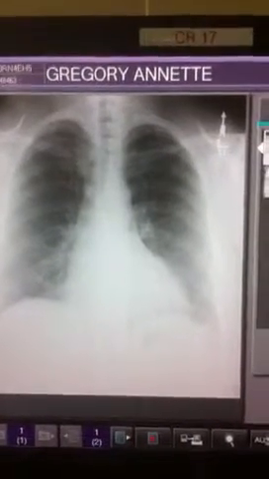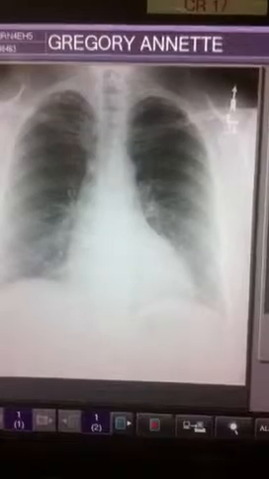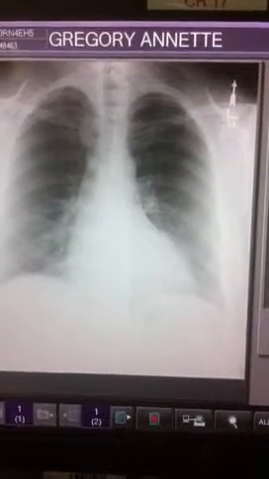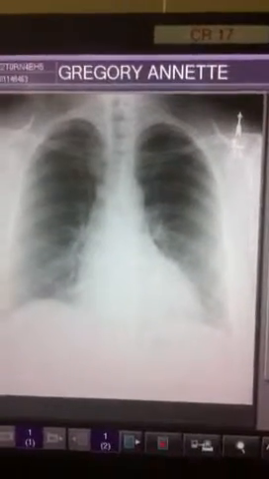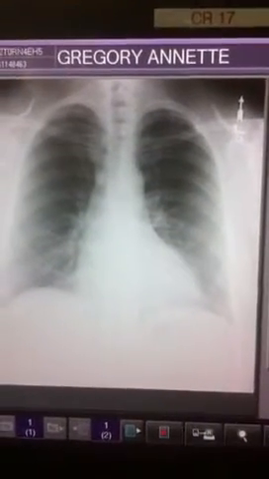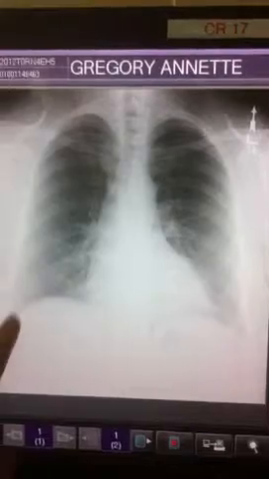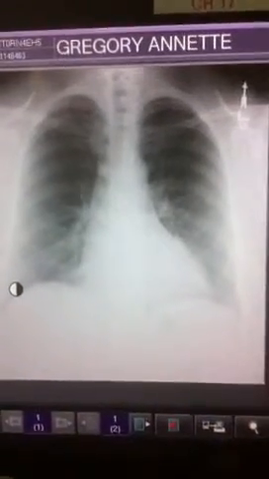Alright, for the PA chest, we see the distance between the vertebral column and the outer margin of the rib cage are equal on each side. The entire apices are shown. We have both costophrenic angles shown.